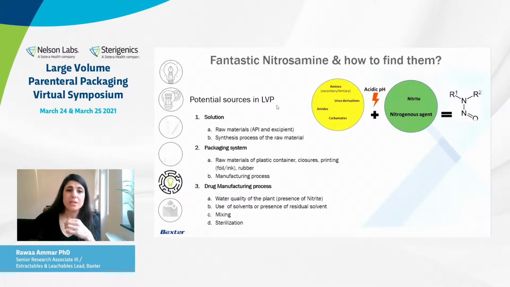In LVP, nitrosamines can come from three parts, if you will, of the product. So first, it can come from the solution, either the raw material of the APIs, the excipients, or during the manufacturing of those. Second, from the closure system, and focus should be applied on the print labels and on the rubber, or during the manufacturing of those. And third, during the manufacturing process itself, maybe due to the presence of nitrite in the water quality in the plant, or the use of solvents that have residual solvents in them during mixing or during sterilization, or a combination of these aspects together.